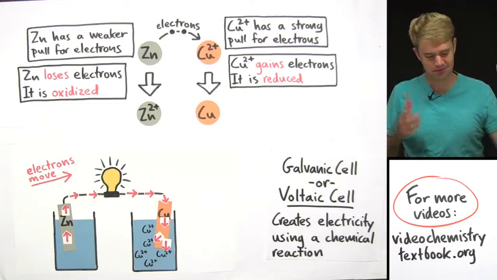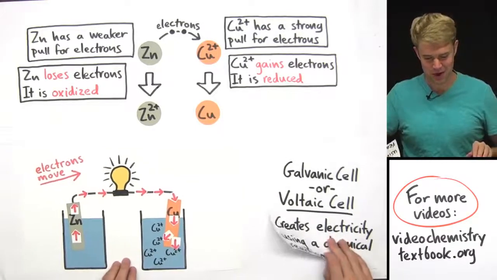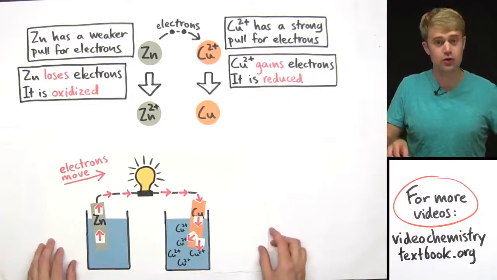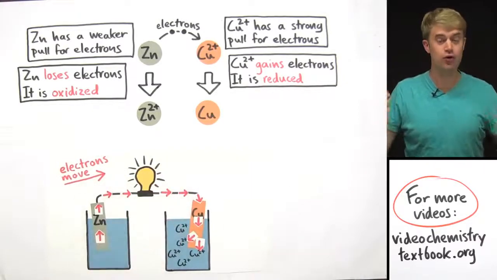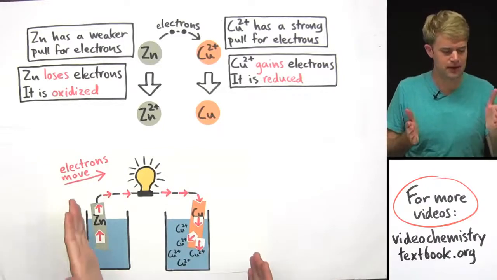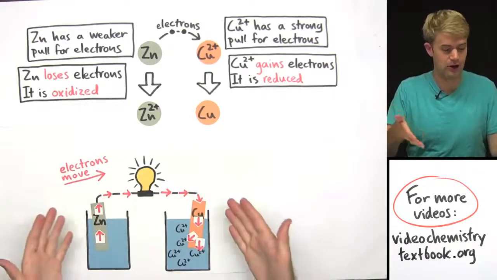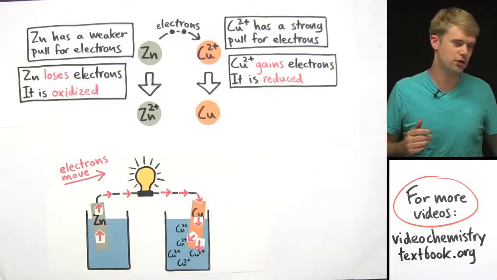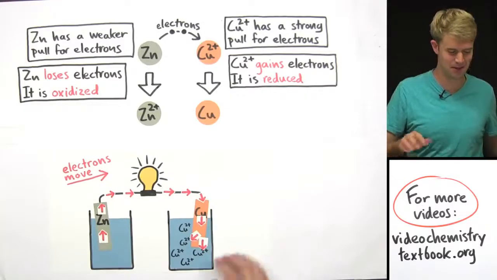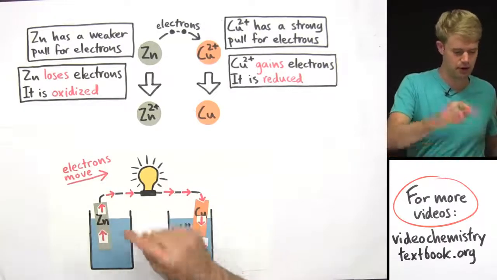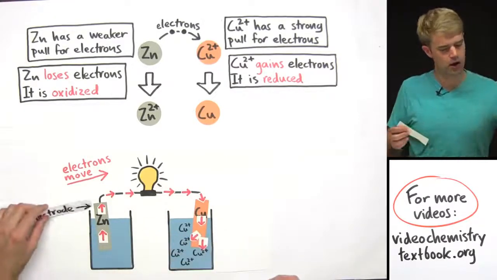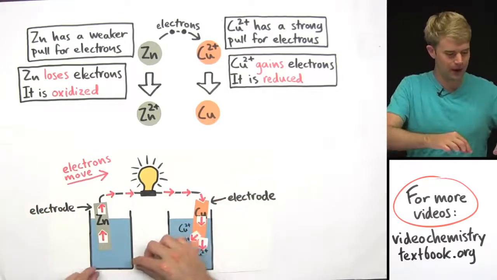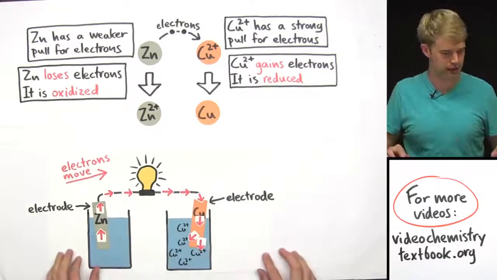All right? Now, in electrochemistry, we often want to describe what is happening in a device like this using oxidation and reduction. We want to be able to talk about the different parts of a galvanic or voltaic cell and say what's happening to them with electrons. So here are just a couple words that we'll need to know. These two pieces of metal, the zinc and the copper, are called electrodes. The electrons are going into the electrode and coming out of the electrode.